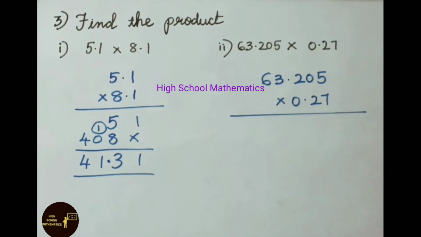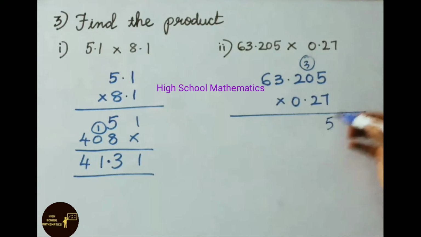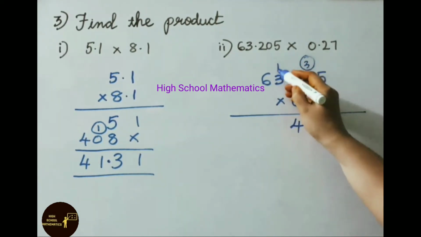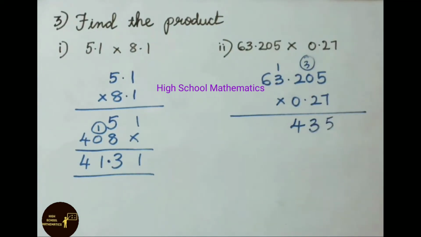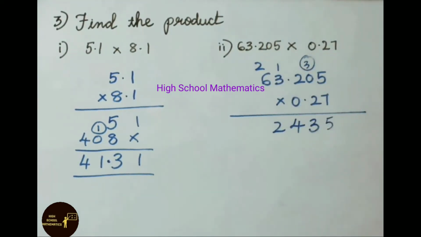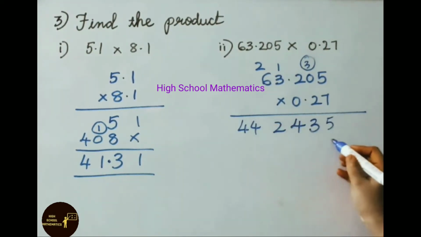See now second sum, 63.205 multiplied by 0.27. Now let us see the multiplication. 7 5s are 35, 5 carry 3. 7 zeros are 0, 0 plus 3, 3. 7 2s are 14, 4 carry 1. 7 3s are 21 plus 1, 22. 2 carry 2. 7 6s are 42, 42 plus 2, 44. Now let us multiply by 2.